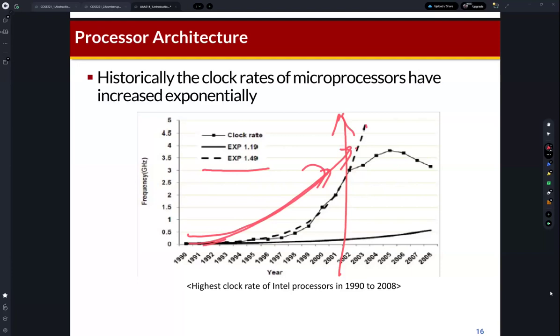But at some point, around the early 2000s, we can notice that the clock frequency is saturated. So why?